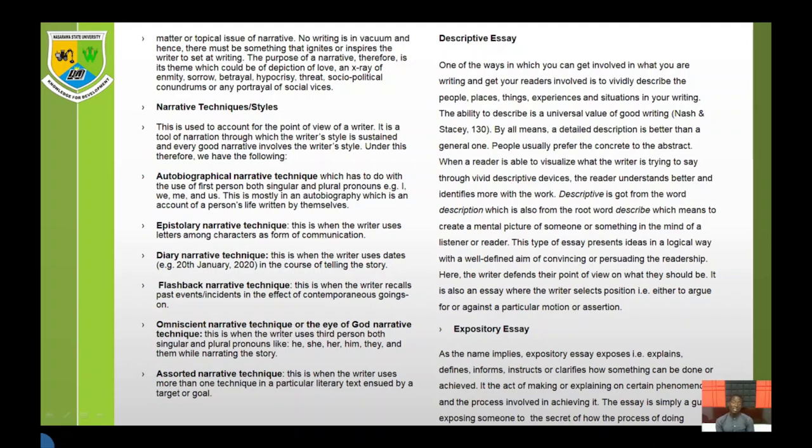For instance, if I give you a topic like a doctor is better than a teacher, already this is giving you a clue to doing what? A kind of argument. You're supposed to present your ideas logically in order to persuade or convince or cajole your readership or your audience towards accepting your stance of argument.